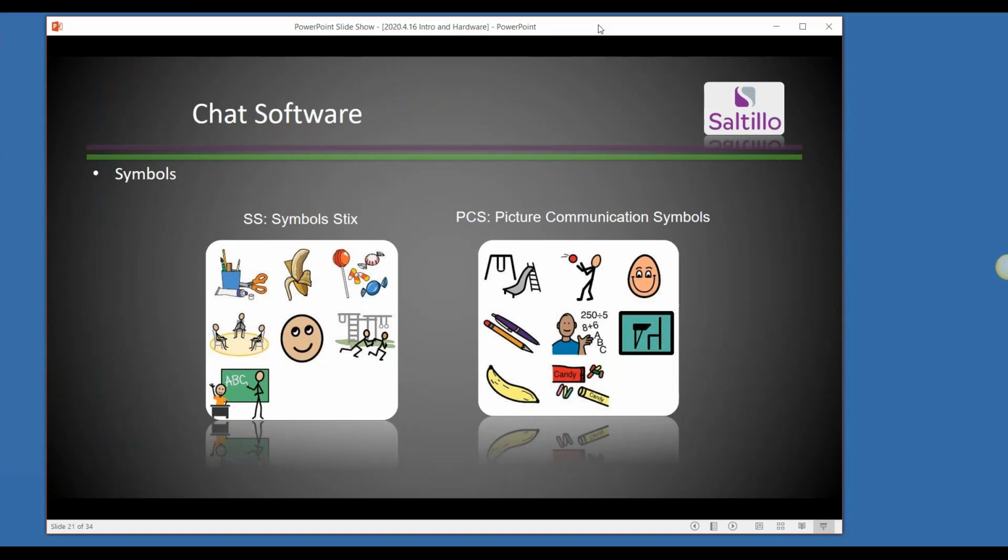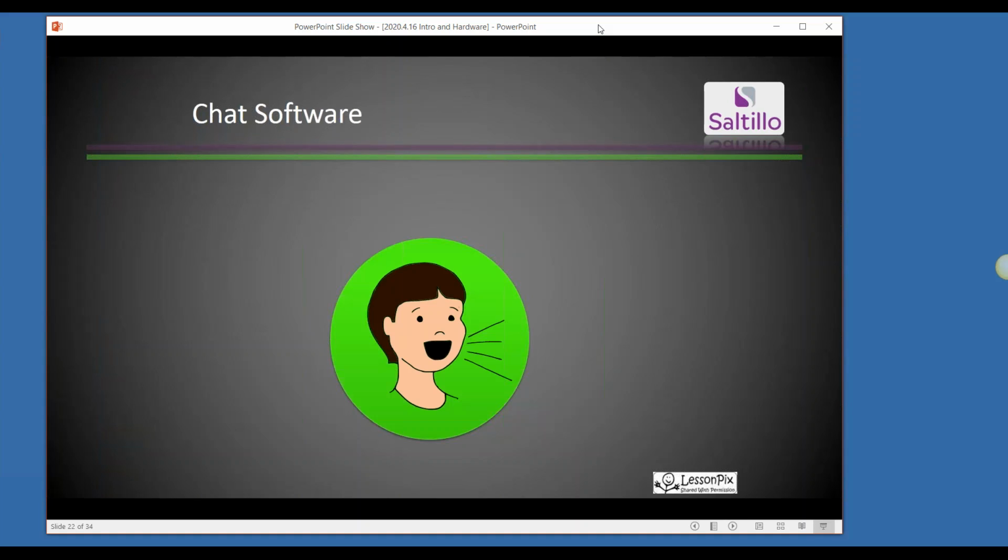The Nova Chat software comes with symbol stix icons. This is pictured on the left. We also have the ability to add PCS, more commonly known as Boardmaker pictures, for an additional fee. For those that use the Unique Learning System or News-2-You, the symbol stix will look familiar, as the symbol stix are created by News-2-You. The Nova Chat comes with Ivona voices, which are computer generated, or Acapela voices, which could be added for an additional fee.